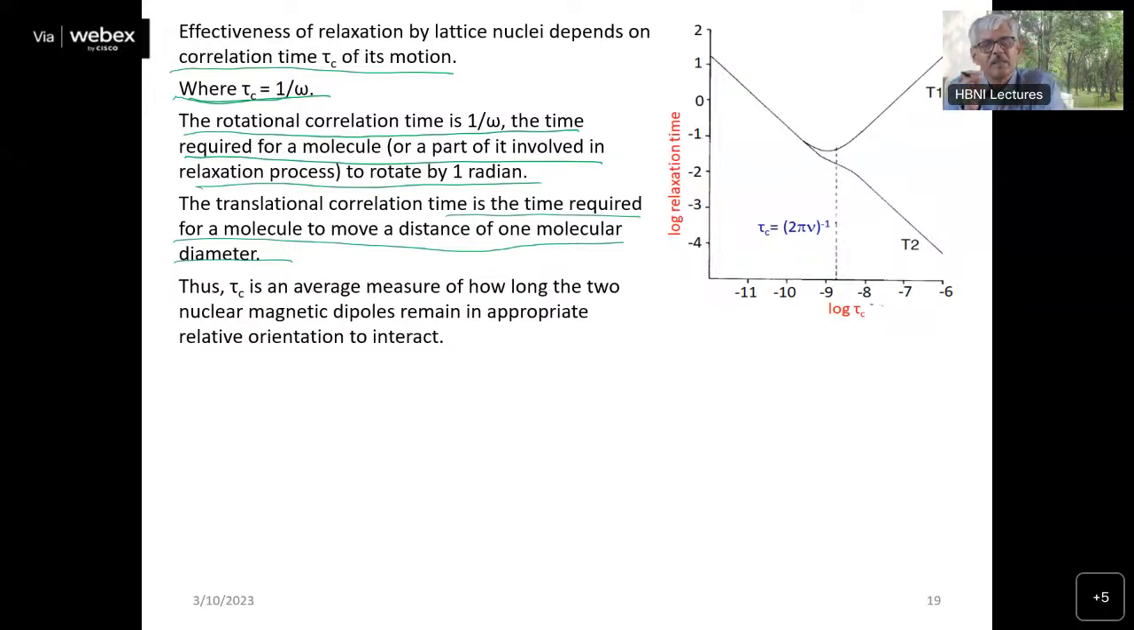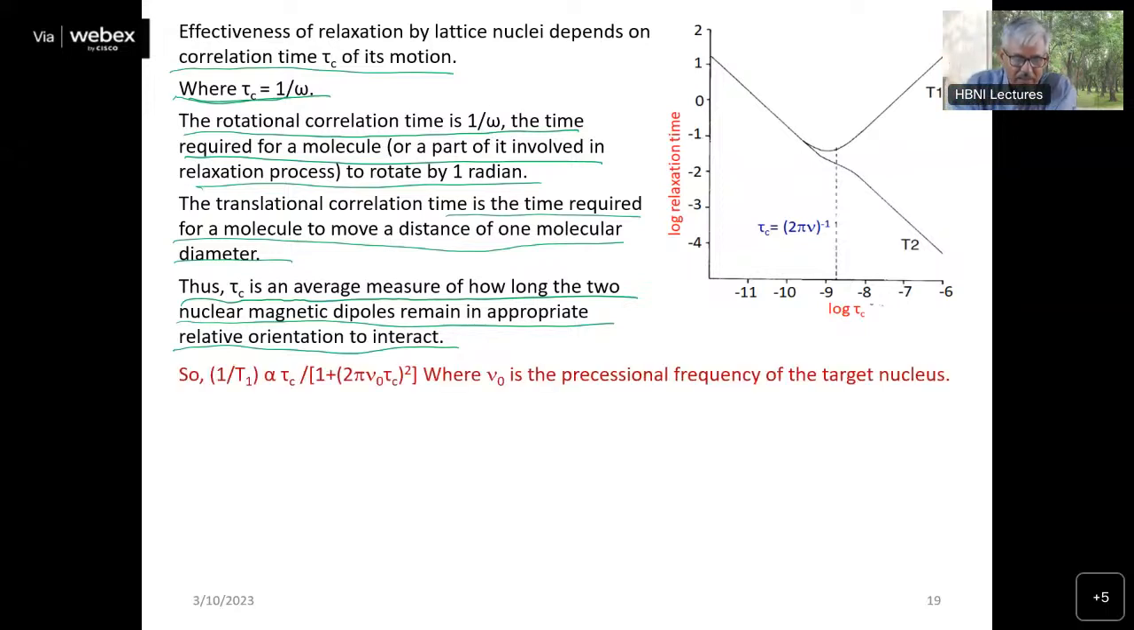So effectively the magnetic moment of the lattice nuclei is fluctuating, and that creates a magnetic field called BL, which I mentioned in my previous slide. Thus the correlation time is an average measure of how long two nuclear magnetic dipoles remain in an appropriate relative orientation to interact. If their frequencies match, they are interacting properly. With a frequency mismatch, there will not be proper interaction.